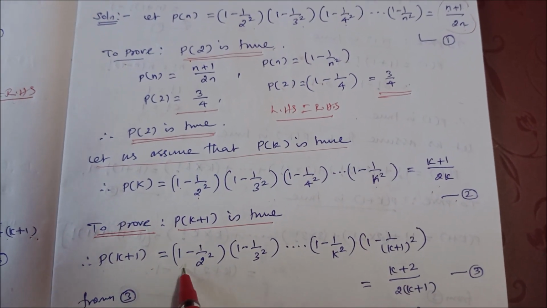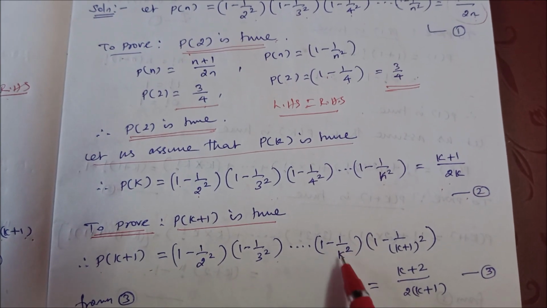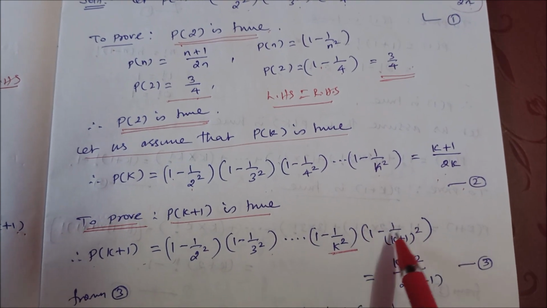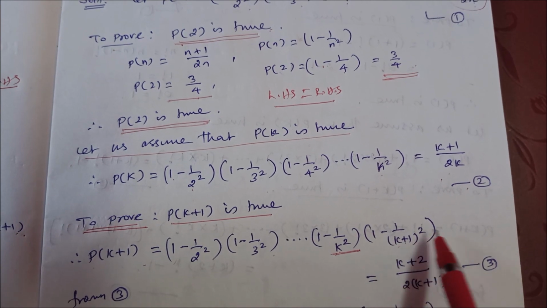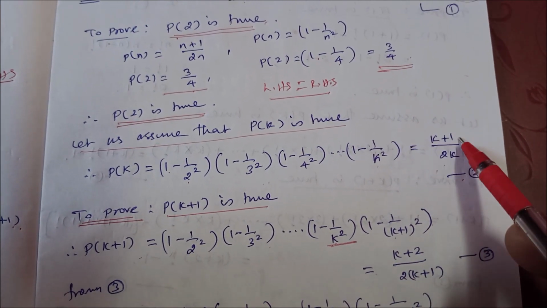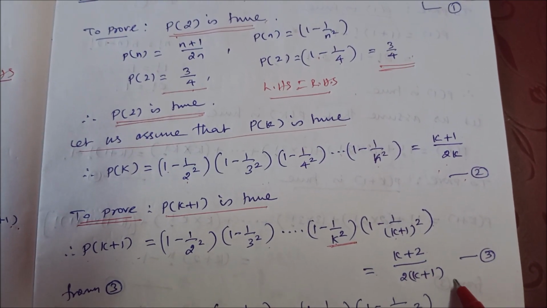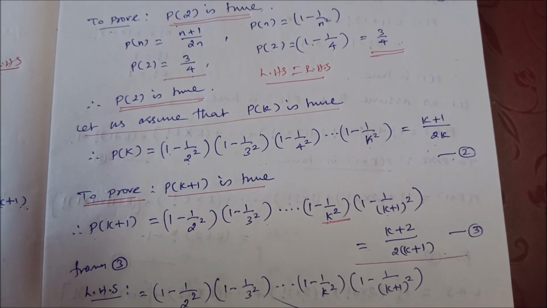Therefore P(k plus 1) equals (1 minus 1 by 2 square)(1 minus 1 by 3 square) and so on up to (1 minus 1 by k square). This one is the kth term, then the (k plus 1)th term: replace k by k plus 1, giving 1 minus 1 by (k plus 1) whole square, equal to the RHS term. Replace k by k plus 1: (k plus 2) in the numerator and 2 into (k plus 1) in the denominator. This is equation number 3.